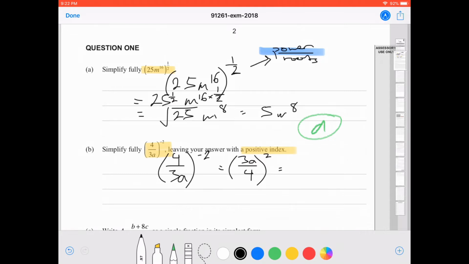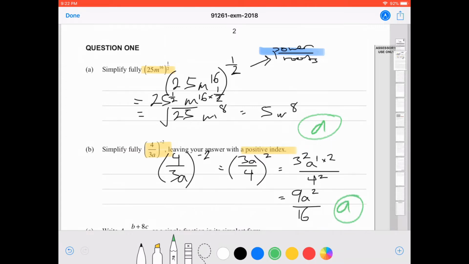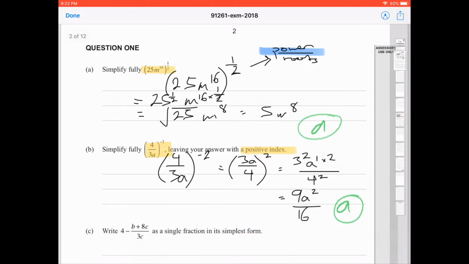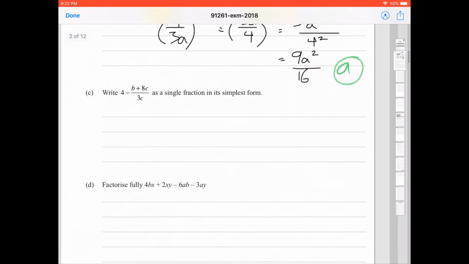And so it's just the same principle as last time. You've got 3 squared times a, and it's got an invisible 1 for a power, and that's times 2. And this is over 4 squared. So simplifying this, we've got 9a squared over 16. And so again, a correct answer gets you the achieved grade here. Sweet. Moving on to question 1c.